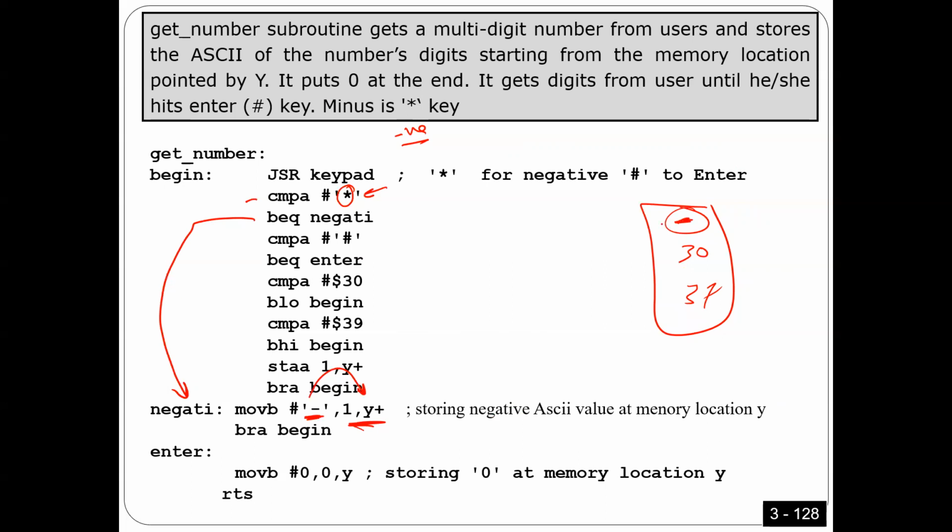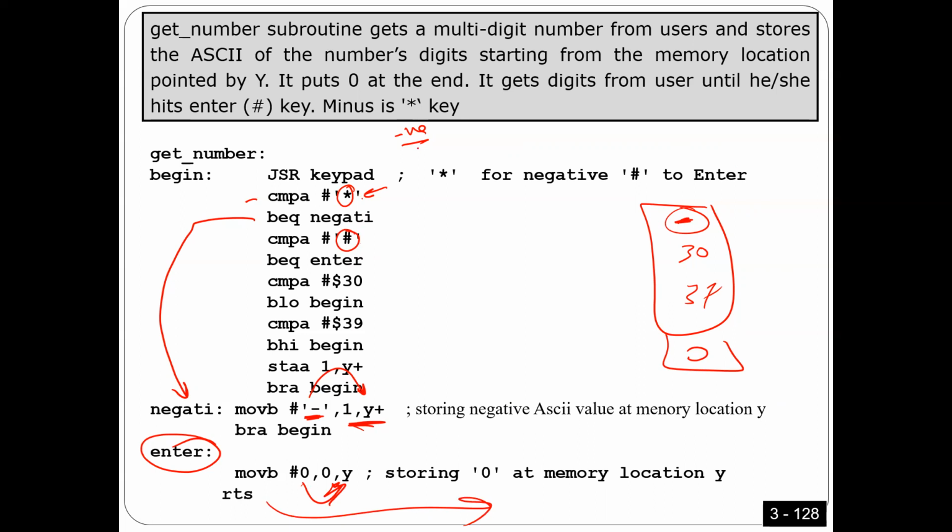Okay. If it is not negative, I'm going to come to check now: is this enter? If it is enter, it means you are done. So I have to go to enter. When I come to enter here, I'm going to store 0. I'm going to store 0 because this is the delimiter, because I am done. So I'm going to put the delimiter here. Then I'm going to leave. I'm done. Is that okay?